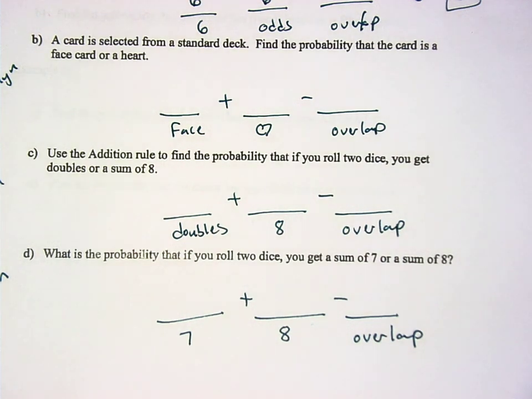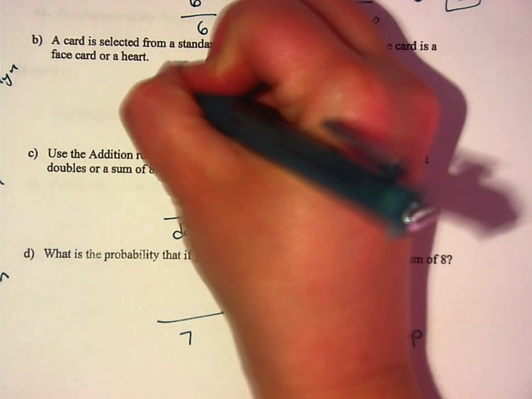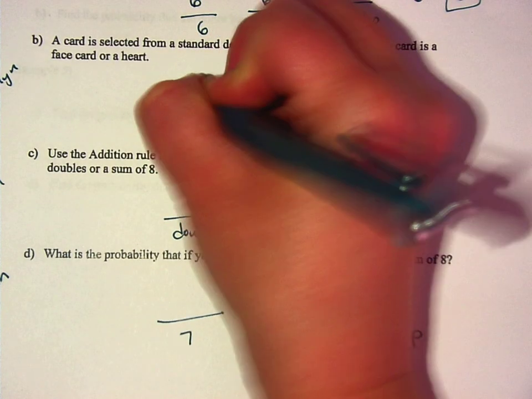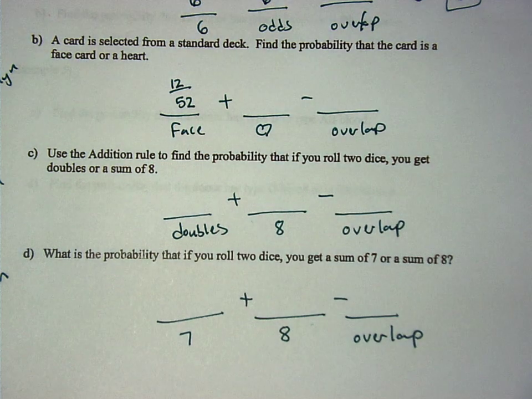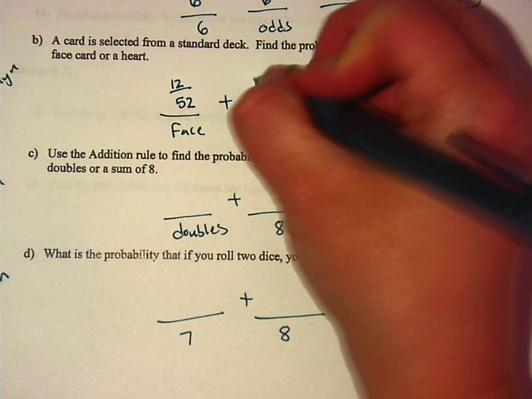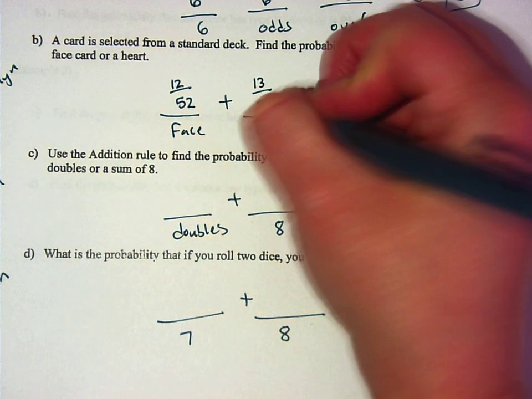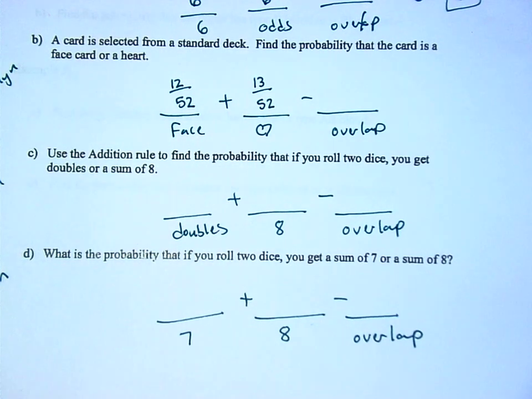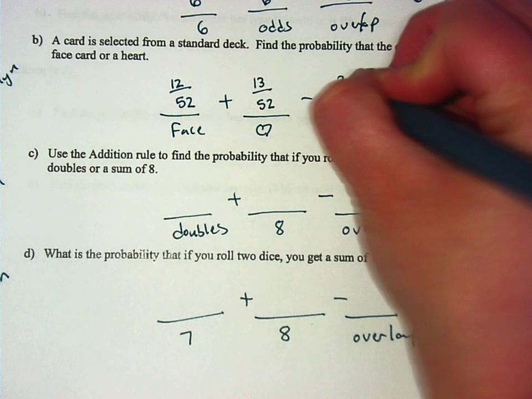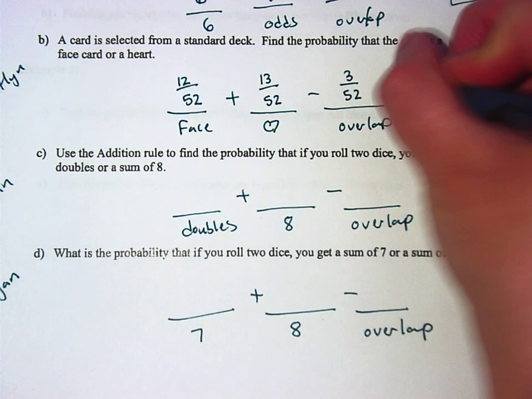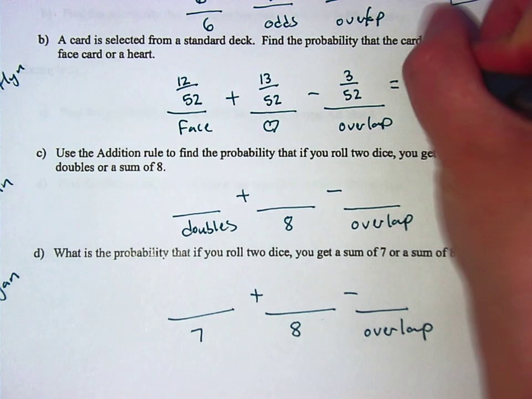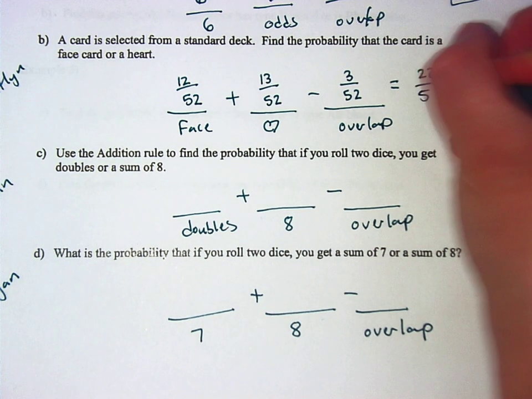All right, Caitlin. For the face card, there's 12 of them in a deck, which would be out of 52. Okay, so 3 in each suit? Yeah. And for a heart, it's a fourth of them, so it'd be 13 out of 52. 13 hearts in a deck? And then there'd be 3 overlap. Right, the Jack of Hearts, the Queen of Hearts, and the King of Hearts? Yeah. And that'll get 22 out of 52, which would simplify.